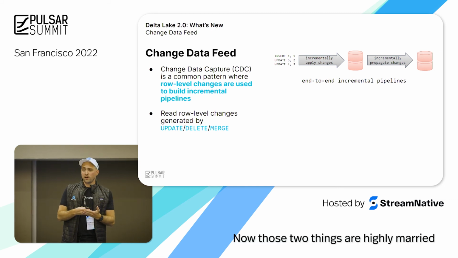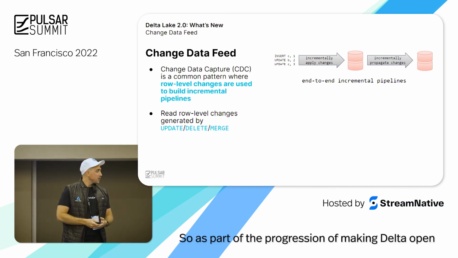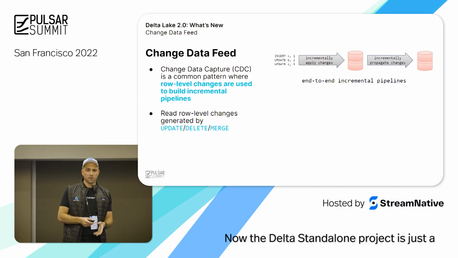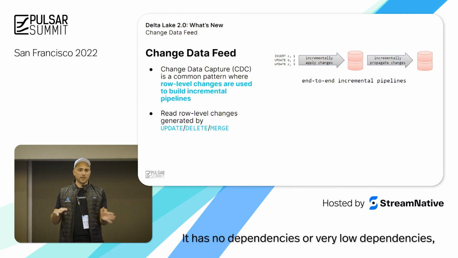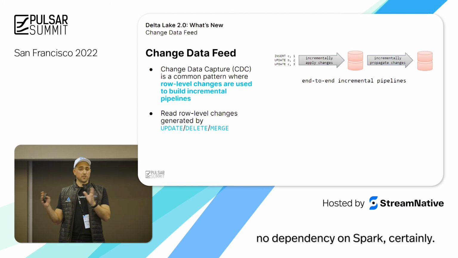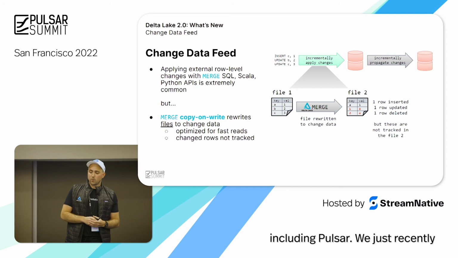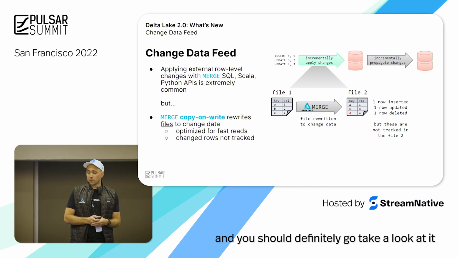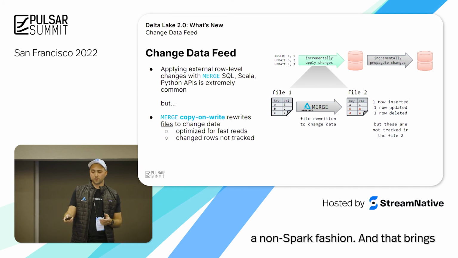Now, those two things are highly married because Databricks was originally a Spark company, and that's just how things panned out. So as part of the progression of making Delta open and interoperable with everything else, we also released a Delta standalone project. The Delta standalone project is just a separate JVM Java-based library that you can use to read and write from Delta. It has no dependencies or very low dependencies, no dependency on Spark, certainly. And it's actually the basis of all these connectors, including Pulsar. We just recently released 0.5 of this standalone connector, and you should definitely go take a look at it if you're interested in integrating and connecting with Delta in a non-Spark fashion.